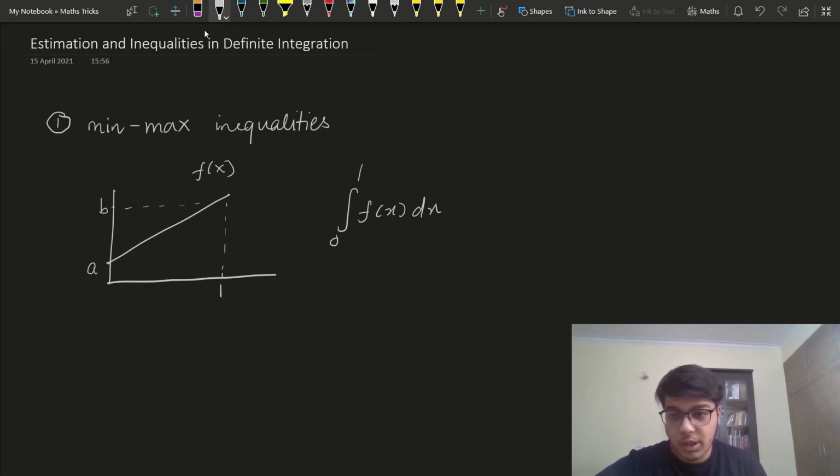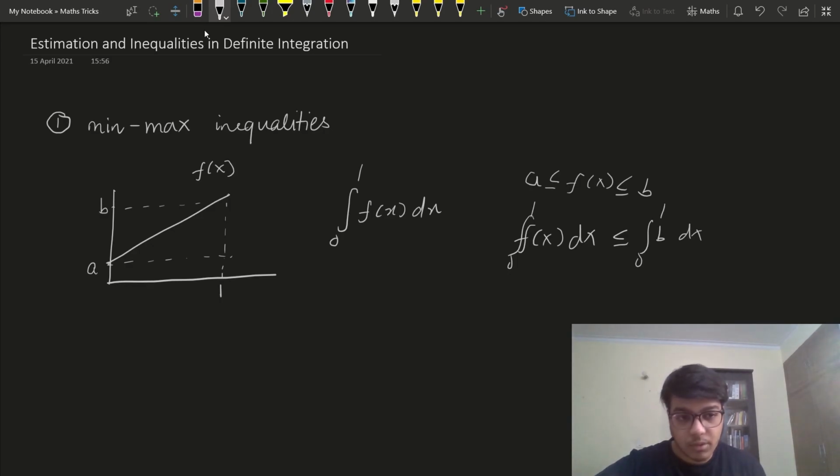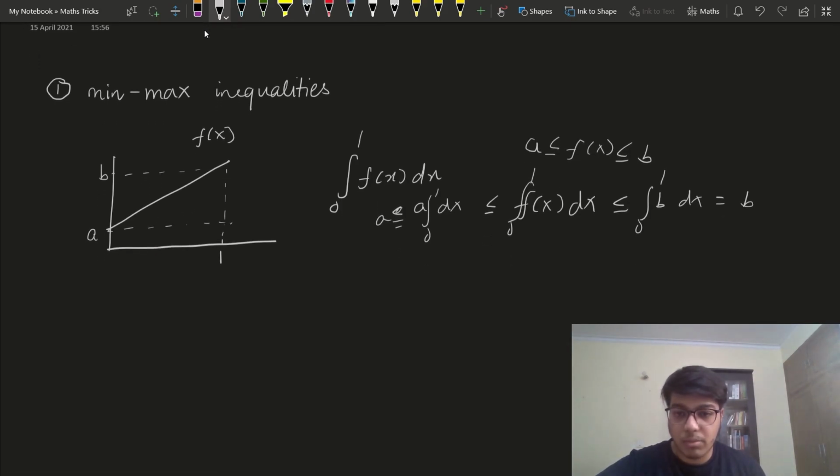So clearly we can see that f of x is greater than or equal to a, less than or equal to b. Therefore we can easily say that the integral of f of x dx from 0 to 1 would be less than or equal to the integral of b dx from 0 to 1, which is equal to b, and greater than or equal to the integral of a dx, which is equal to a. So this was a very basic inequality.